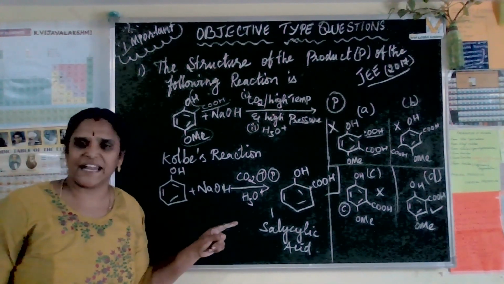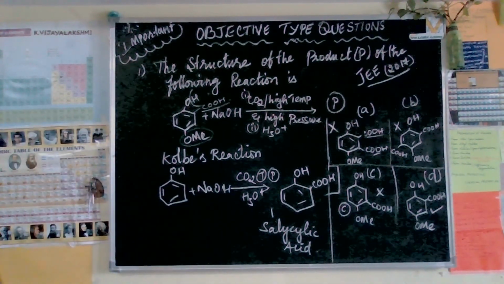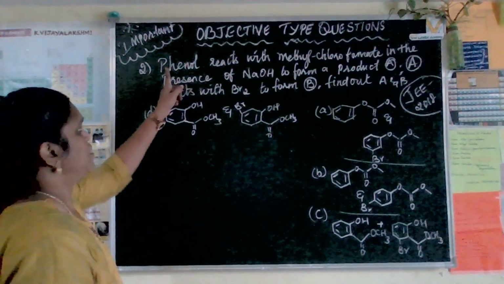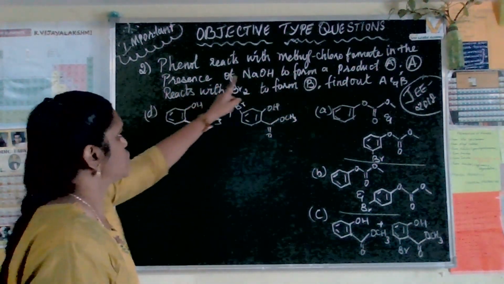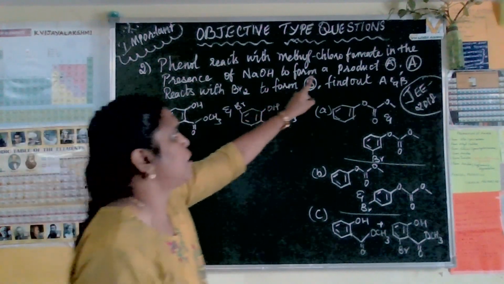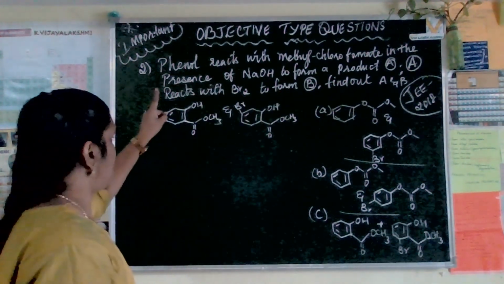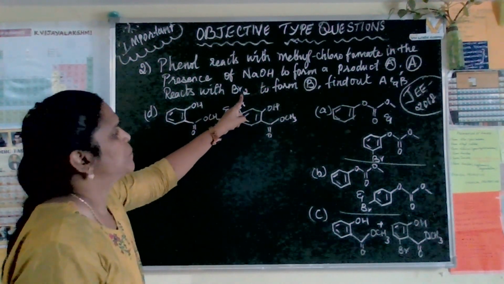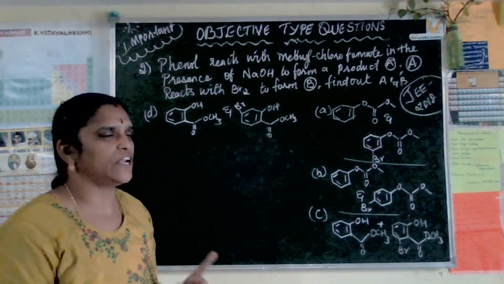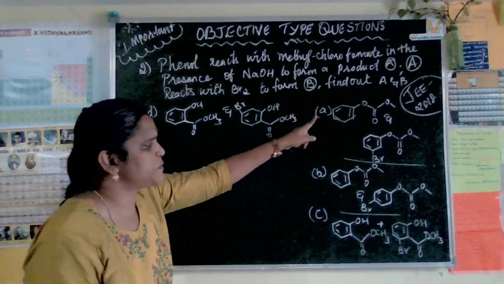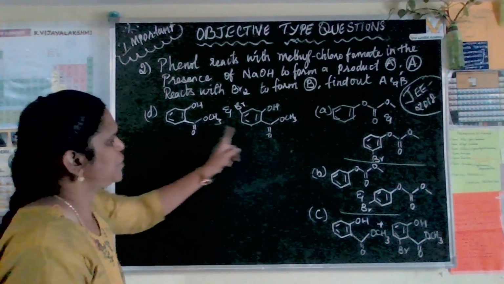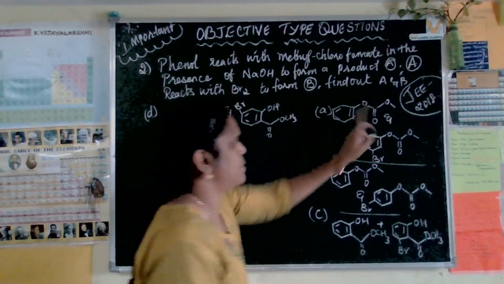Let us go for the next question. Phenol reacts with methyl chloroformate in the presence of sodium hydroxide to form a product A. That A reacts with bromine to form B. Find out A and B. It's very simple. They have given the options A, B, C and D for products A and B.